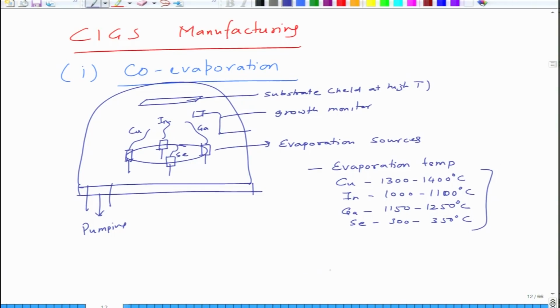So, they are all evaporated. See, when things evaporate, they get deposited on the substrate, but there is also a re-evaporation that may occur. So, you may have a sticking as well as re-evaporation. So, the deposition rate will depend upon the sticking coefficient. There is something called a sticking coefficient, which determines the ability of elements to stick on a surface or be deposited on a surface.